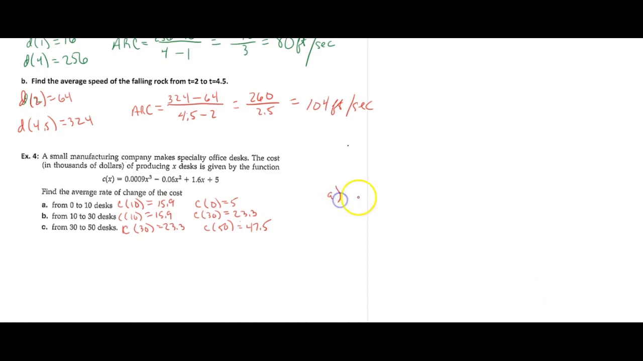Now for letter A, the average rate of change would be 15.9 minus 5 over 10 minus 0, and that would end up giving you 10.9 divided by 10, which is 1.09. And if you remember, this is in thousands. So if I take that 1.09 and multiply it by 1,000, you would get $1,090 per desk. So that's what you have to remember.